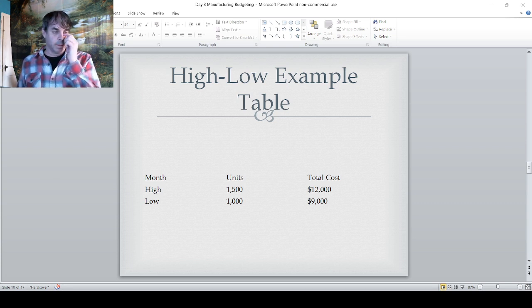Here's a high-low example. So you have your variable cost per unit, which is 12,000 minus 9,000, and that's 3,000 divided by 1,500 minus 1,000 equals $6 per unit. So your fixed cost equals 9,000 minus 1,000 times 6, and that equals 3,000. Now we've separated what changes from what doesn't.